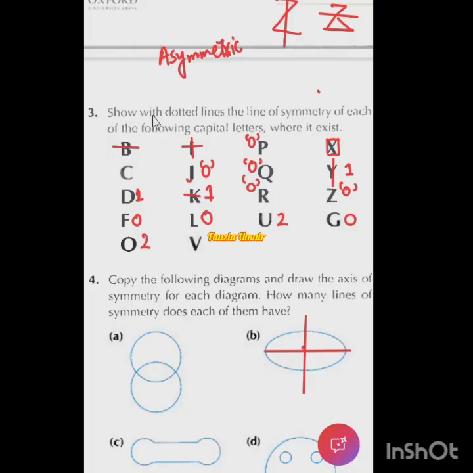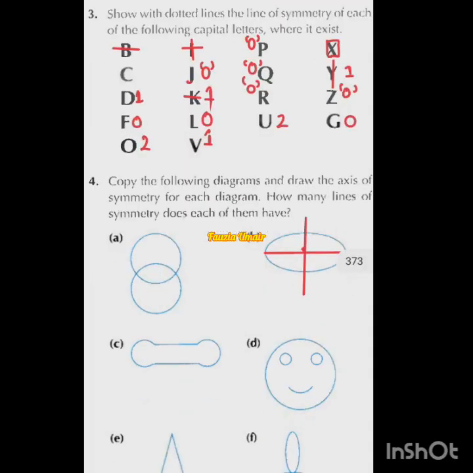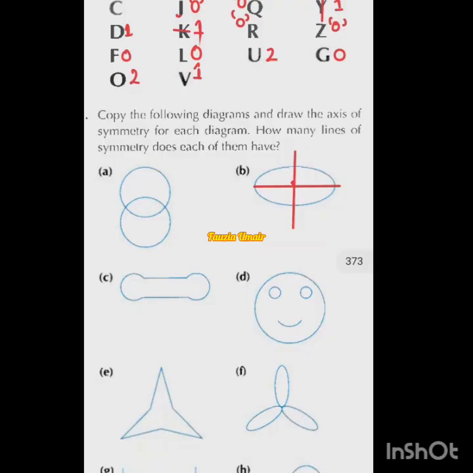What about V? One line of symmetry. Right? So now the next part is: draw the following diagrams, draw the axes on each. How many lines of symmetry? So what do you think? How many lines of symmetry does this A have?